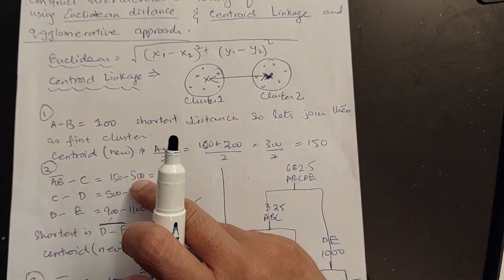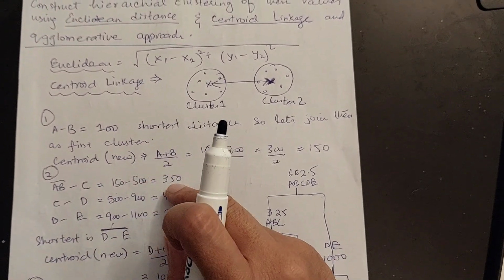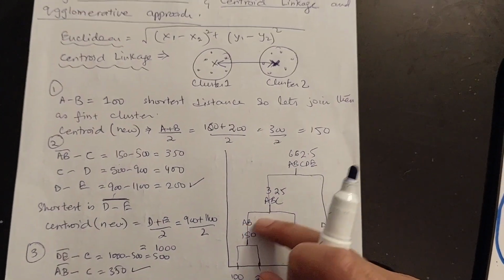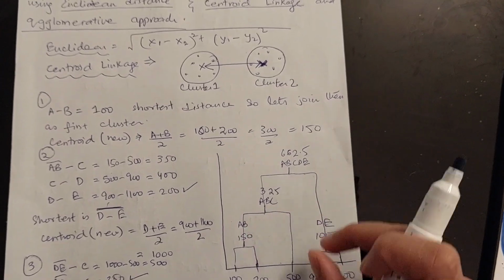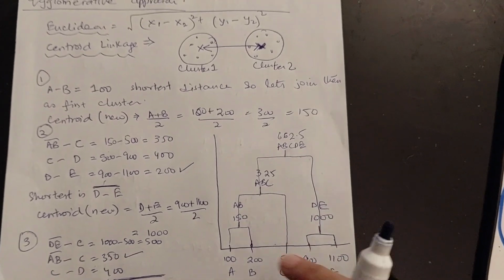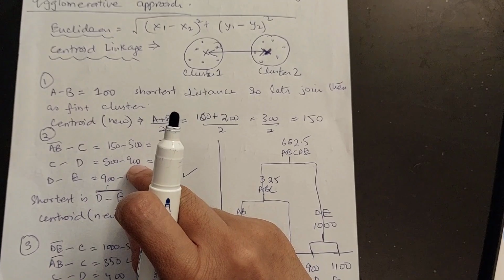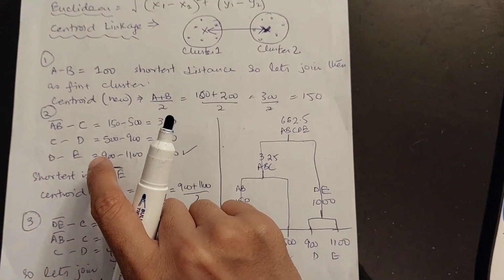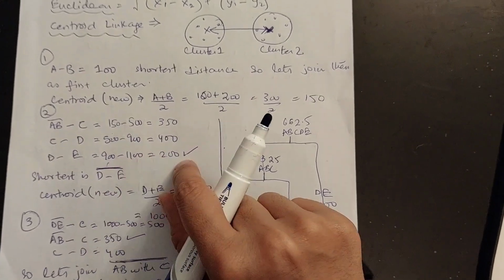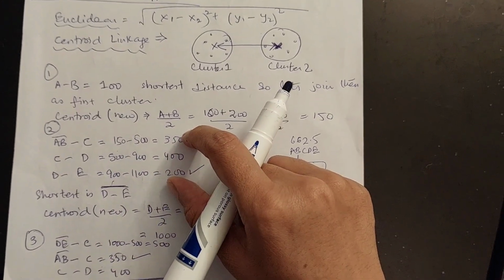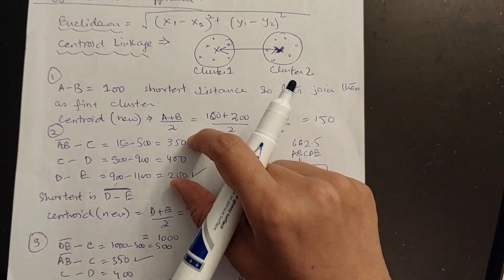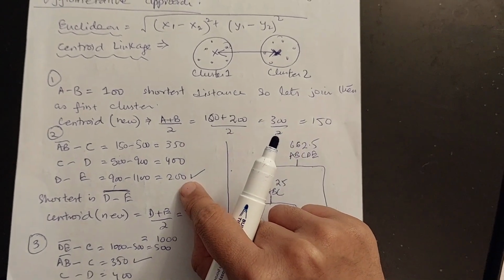So 150 minus 500 is equal to 350, and this is the distance between these two data points. The distance between C and D is 500 minus 900, which is 400, and the distance between D and E is 900 minus 1100, which is 200. Out of all these distances between these data points, I can see that the smallest distance is 200.